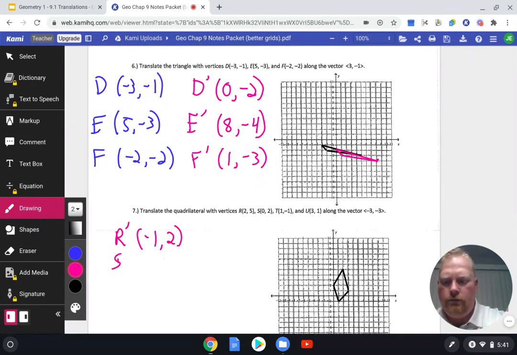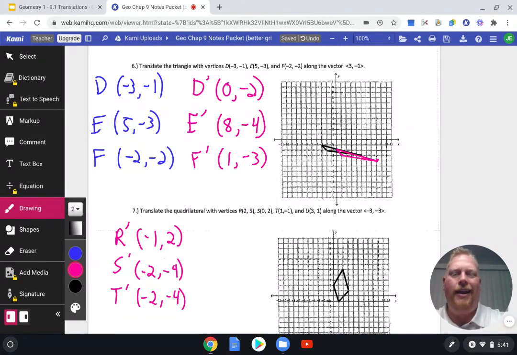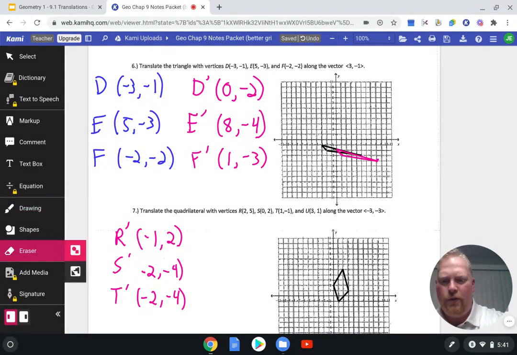S prime, subtract 3 gives me negative 2. Subtract 3 from the negative 1 gives me negative 4. T prime sounds like someone's rap name. T prime. So negative 1 or 1 minus 3 is negative 2. Wait a second. I messed up, didn't I? Let's back that on up. S is 0, 2. So that would be, I did T where S should be. So let me erase that real quick.